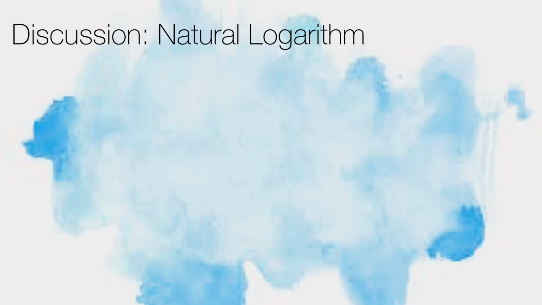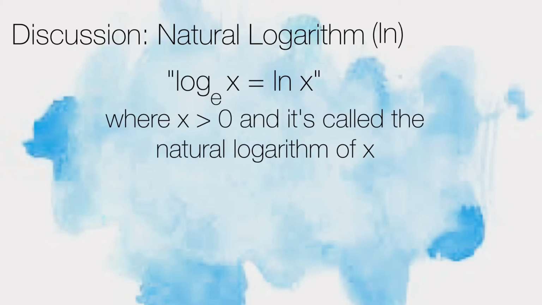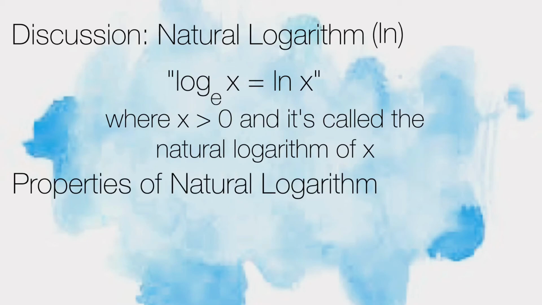Since you already know how to graph a logarithmic function, let's discuss now the natural logarithm, or ln. It can be expressed by a mathematical equation like this: logarithm of x with the base of e can be expressed as ln x, where x is greater than 0, and is called the natural logarithm of x. Now, let's discuss the properties of the natural logarithm.